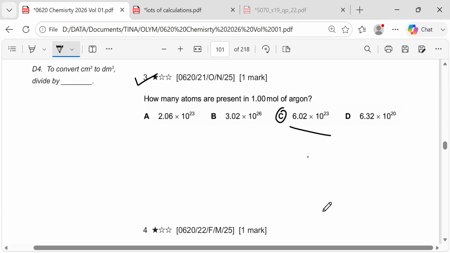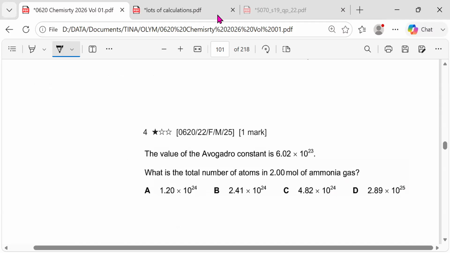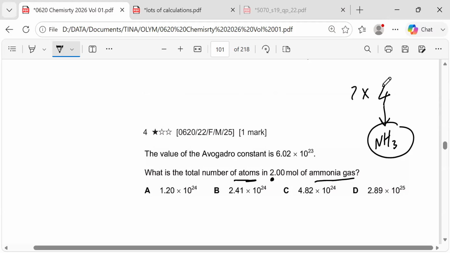Okay, this one, what did you get? A. How did you calculate? Ammonia gas is NH3. So how many atoms are in one molecule of NH3? 4, right? And then I'm looking for 2 moles, so times 2. 2 times 4 is 8. Then 8 times Avogadro's constant.